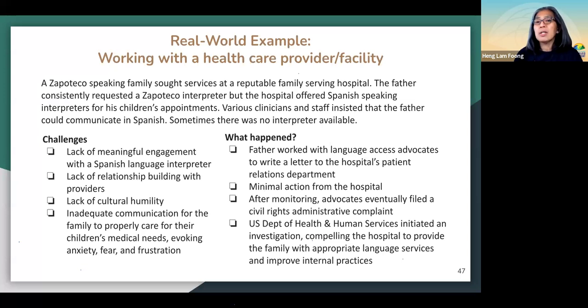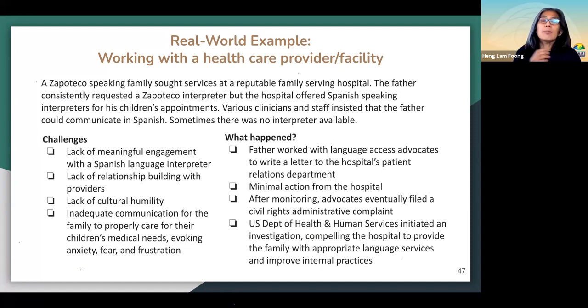So after monitoring it for several months, the advocates eventually filed a civil rights administrative complaint, and the U.S. Department of Health and Human Services initiated an investigation compelling the hospital to offer the appropriate language services and improve their internal practices. So there is a recourse if people who are LEP, people who are affected by the lack of language access services, are supported by advocates who know how to implement these tools and understand how to interpret the laws and requirements that Dorina and Joanne had explained.